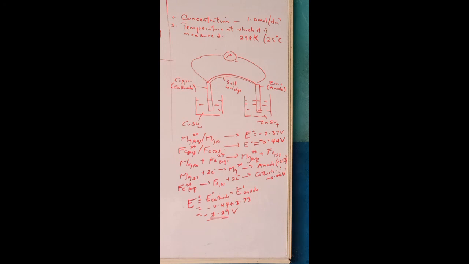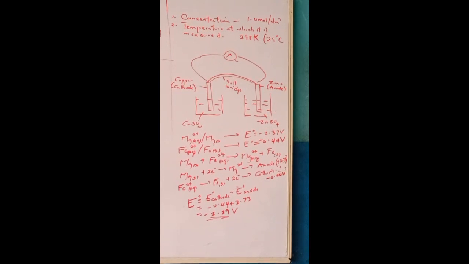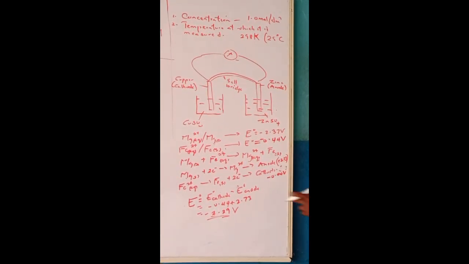Okay, let's see this. Let's stop here. Sorry, this is not 2.73, it's 2.37. So let's subtract that now. Minus 0.44 plus 2.37 gives 1.93. Okay, that's what we have.